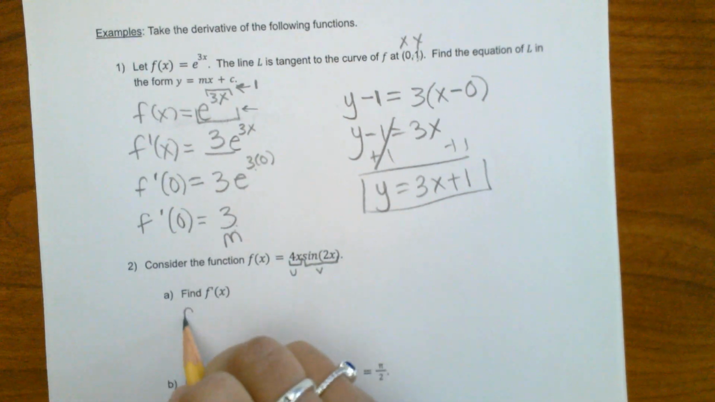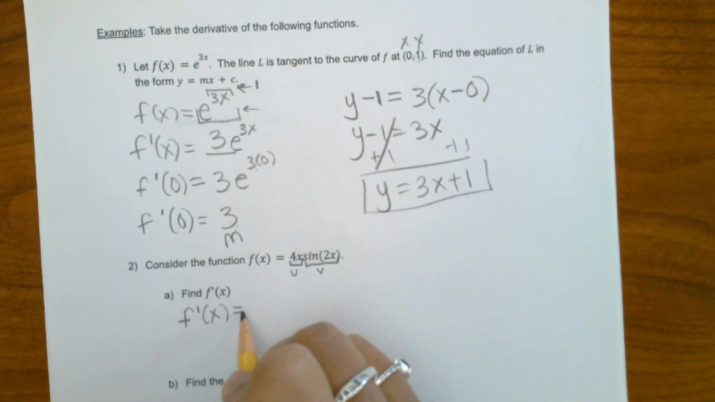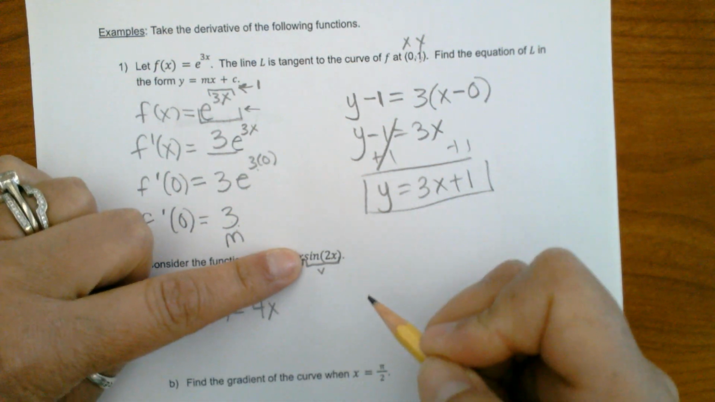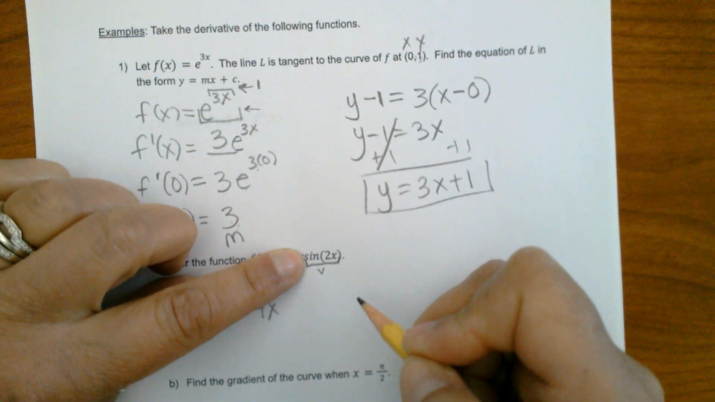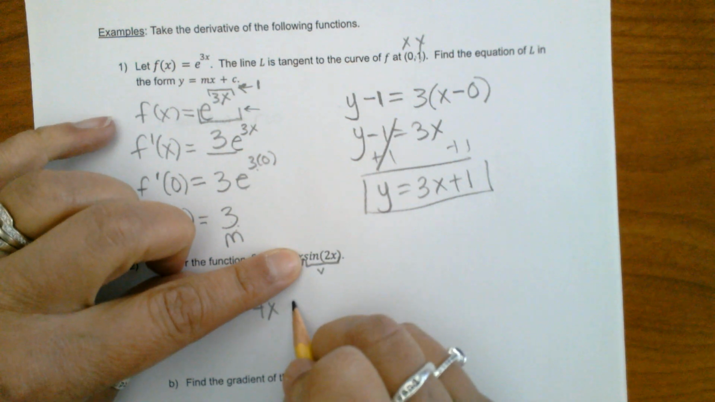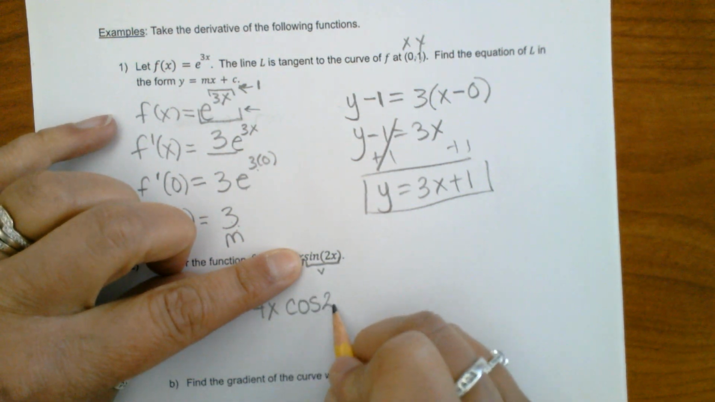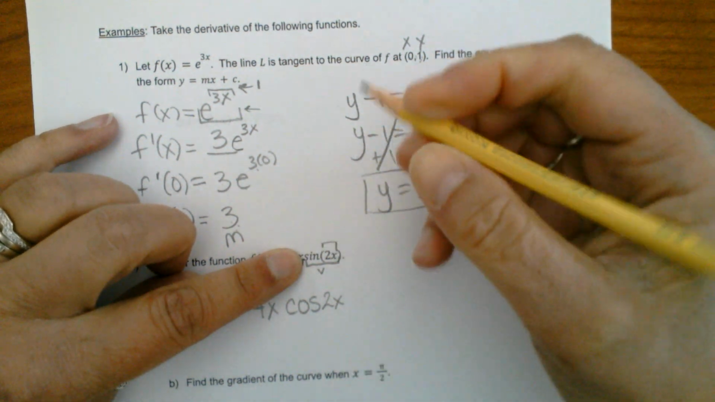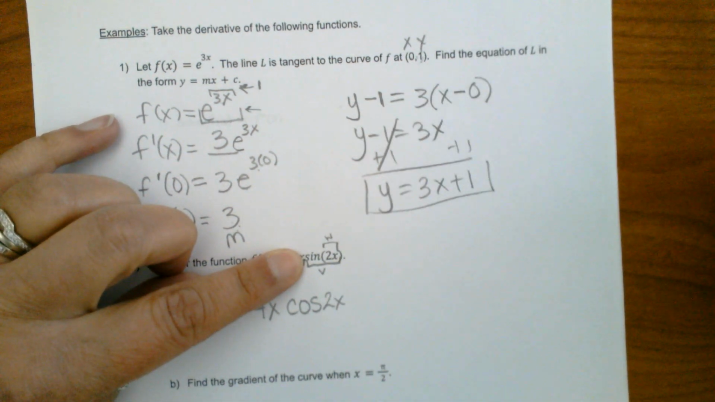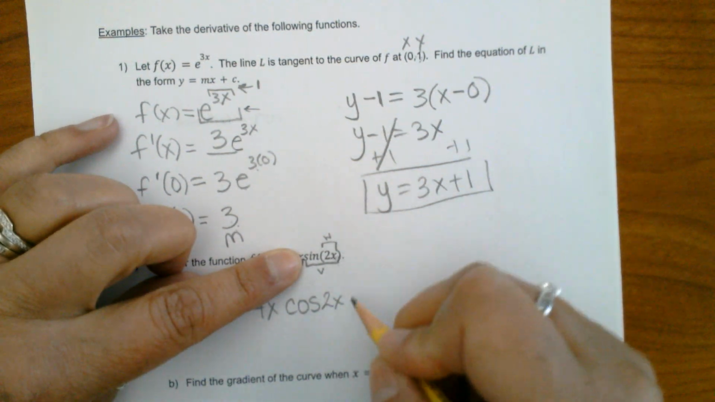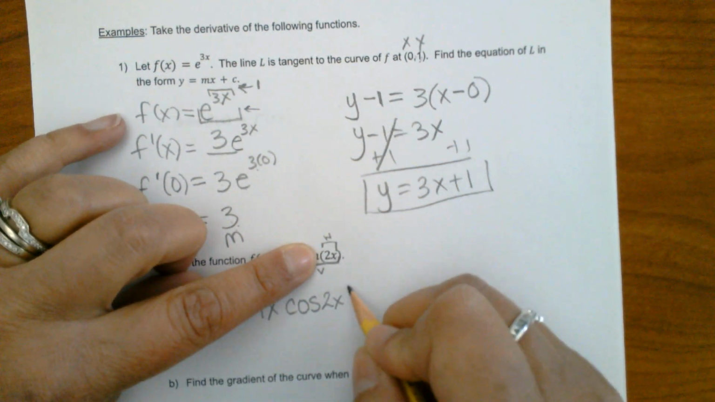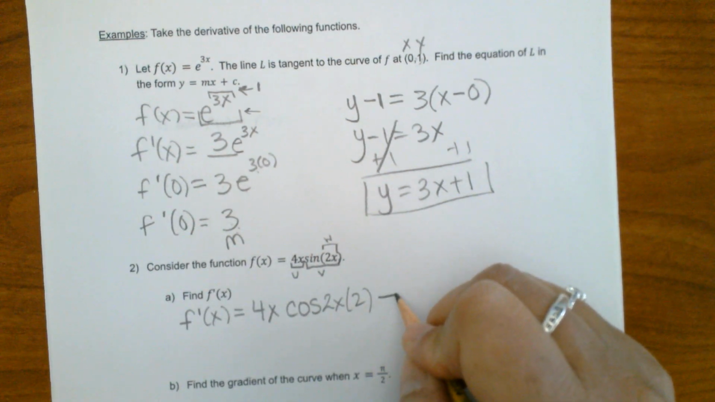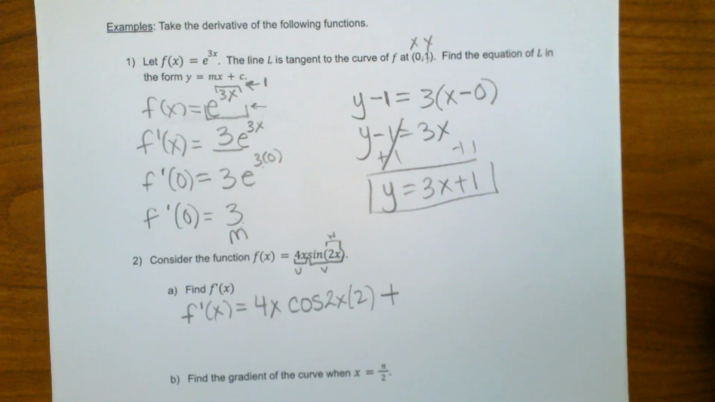So first, find f prime of x. So f prime of x equals, we're going to bring down our u term, which is 4x, and take the derivative of sine 2x. So now, sine 2x is going to change to cosine 2x, but we also have to take the derivative of this one. I'm going to call it w, uvw. So we have to take the derivative of the inside. So the derivative of 2x is going to be 2.